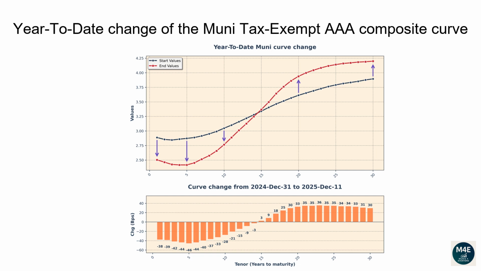The 1-year tenor changed -38 basis points. The 2-year tenor changed -39 basis points. The 5-year tenor changed -46 basis points. The 10-year tenor changed -28 basis points. The 20-year tenor changed 33 basis points. The 30-year tenor changed 30 basis points.